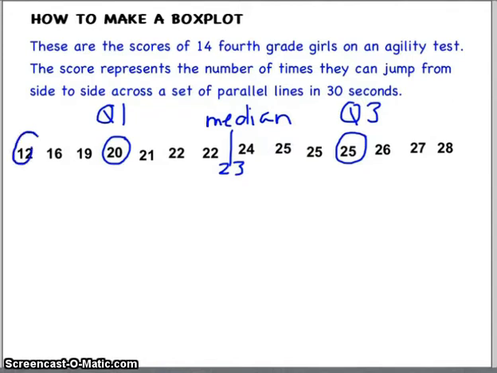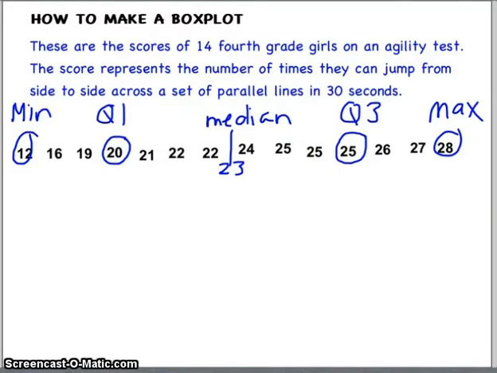The last two important numbers are 12 and 28, which are the minimum and the maximum values. So we have what's known as the 5-number summary. The minimum, the first quartile, the median, which is also quartile 2, but we call it the median, the third quartile, and the maximum. With those numbers now we're ready to draw our box plot.